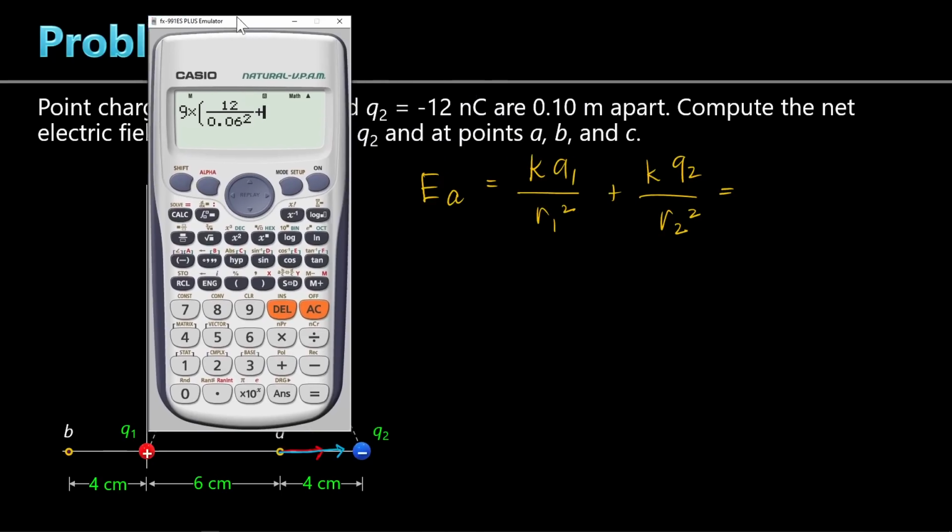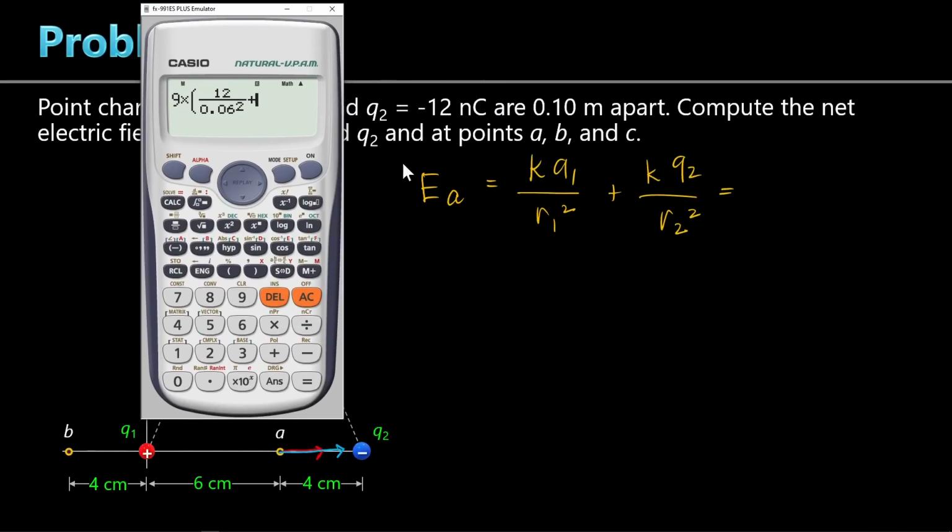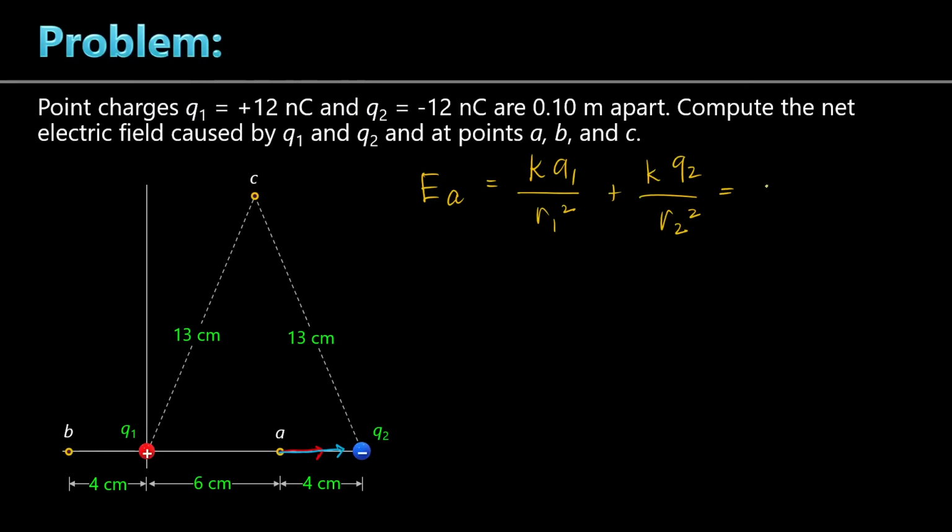Plus, yung Q2. Yung Q2 negative, pero again, magnitude lang ang ating kinocompute. Pag magnitude, i-disregard na yung sign. Bakit? Kasi yung direction nila, naka-indicate na dito. Pareho silang to the right. 12 na lang divided by gaano kalayo ang Q2 sa point A, 4 cm, 0.04 squared. Okay. Close parenthesis, equals. And the answer is we have 97,500 or 97.5 times 10 to the 3.